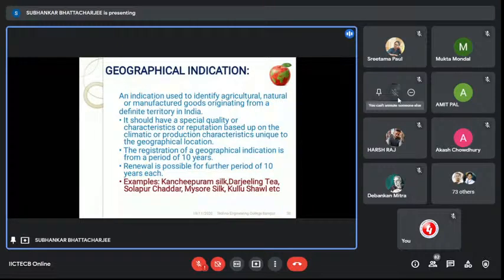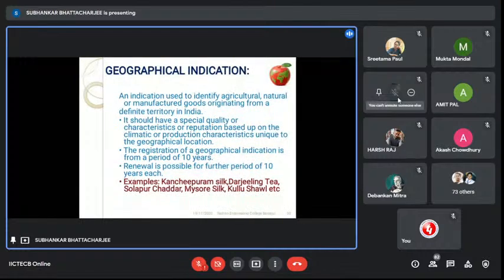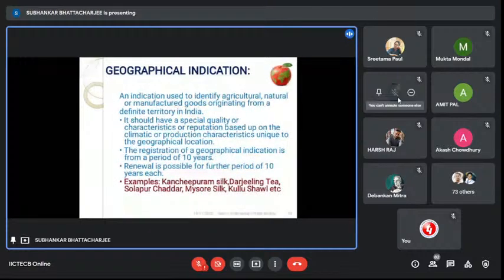Like Kanchipuram silk, Darjeeling tea, Solapur chadar, Mysore silk, Kullu shawl. These are GIs, or geographical indications, like Mihidana from Bardhaman. This is a geographical indication, meaning it has some speciality. No one can make it like that Bardhaman Mihidana and Shaktigarh Langcha. These are geographical indications. But till now, the Shaktigarh Langcha has not got the GI tag. But Bardhaman Mihidana has already got the GI tag.